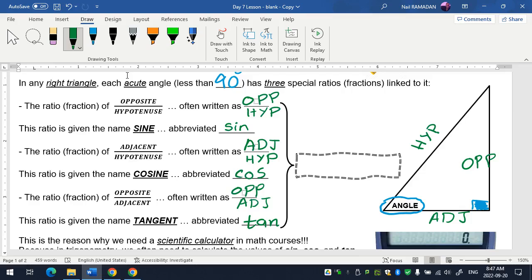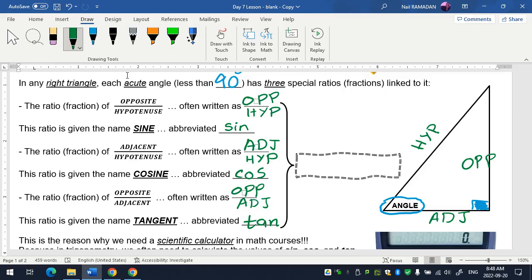Literally from here. Think about it. What does this one start with? S. And it's what over what? O over H. How about this one? This one starts with C. And what is it as an equation? A over H. What does this one start with? T. And what's the fraction for it? O over A. That's why it's called SOH-CAH-TOA. SOH. Basically, the word so tells you that S sine is equal to opposite over hypotenuse. It's just a way to quickly remember it.